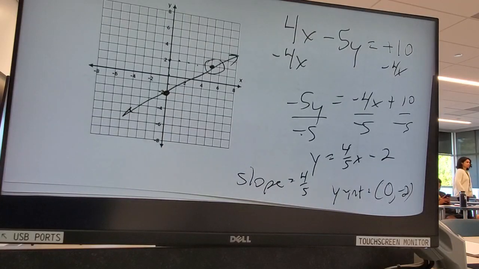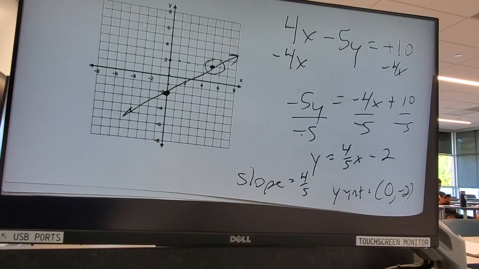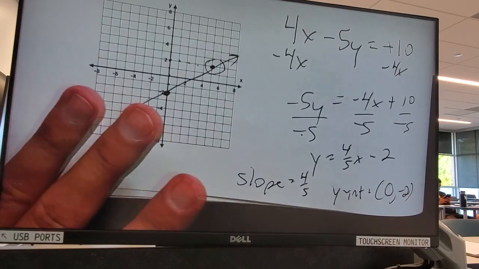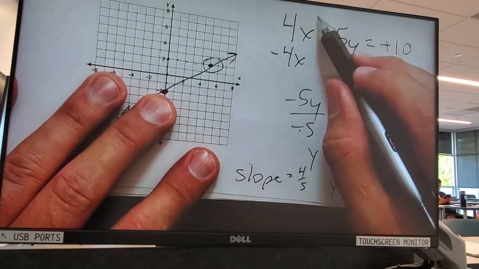5, 2, and what must be true about that point? It's a really weird question to ask. I don't care. What must be true about that point? Every point this line goes through, what must be true about it? You can do it. What do you think? It better work in this equation.